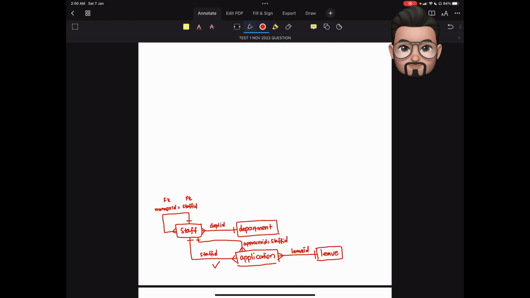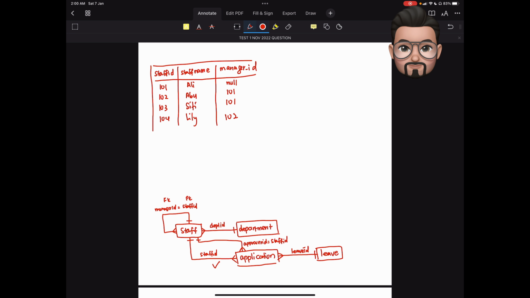So let's say inside staff, we have staff ID, staff name, and their manager ID. Let's do the data first. 101, 102, 103, 104. Ali, Abu, Siti, and Lily. So this is null. 101, 101, 102. Okay, so let's say we have this one first.